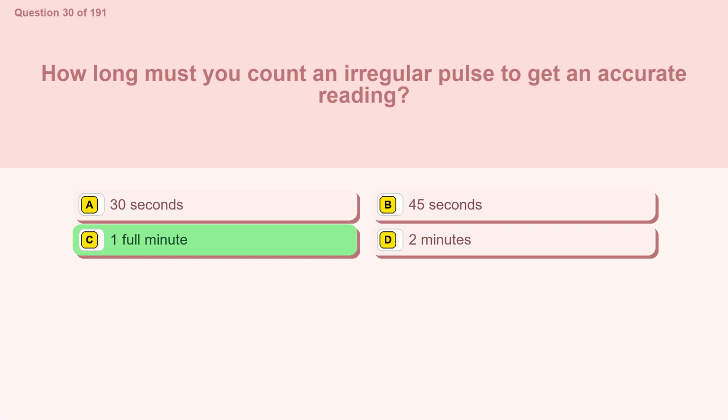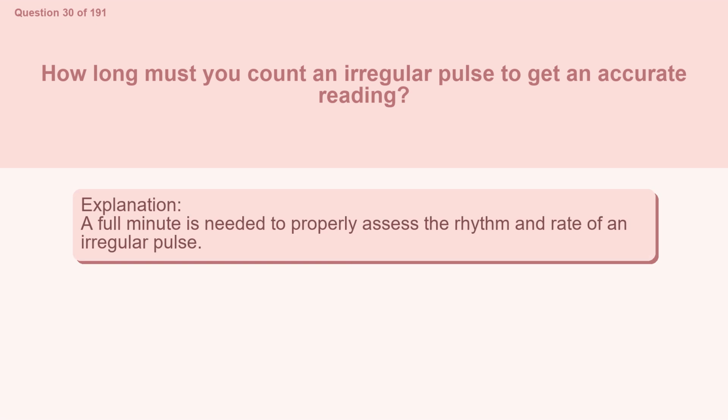The correct answer is option C, 1 full minute. A full minute is needed to properly assess the rhythm and rate of an irregular pulse.